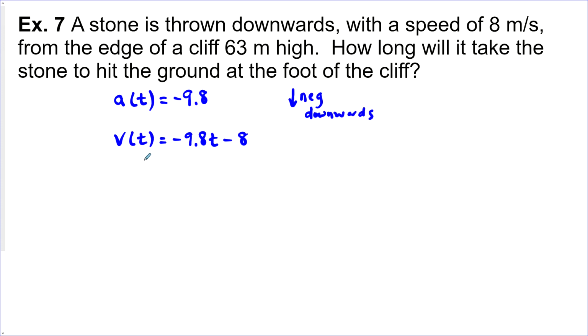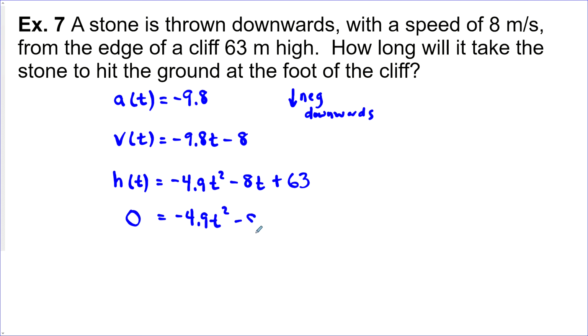So we could take the antiderivative of this velocity to get our height at time t. So that would be negative 4.9t squared minus 8t, and our initial height is 63. So I'm going to say plus 63 is my c value. Now we want this hitting the ground, and that would be height 0 in this model. So I need to solve this quadratic.